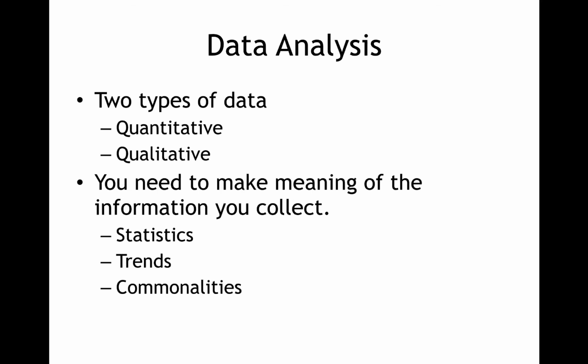When it comes to analyzing the data, there's really two types of data. There's quantitative, which is numbers, and there's qualitative, which is descriptors, words. And in order to make meaning of the data, you want to use statistics and maybe look at quantitative information, demographics. You want to look for trends. You typically look for trends both in quantitative data, and you can look for trends in qualitative data, looking for keywords, key themes, and you want to look for commonalities in data.